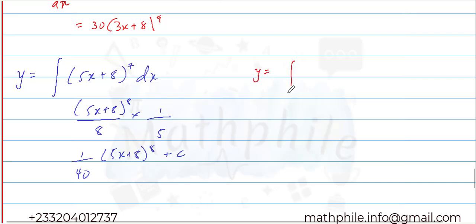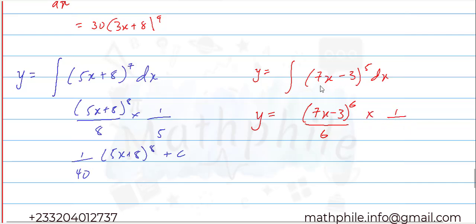So y is equal to the integral of, let's say, (7x - 3) raised to the power 5 dx. So in this case, we can say that y is going to be equal to, you integrate the entire thing, (7x - 3). For you to integrate, you need to add 1 to the exponent. 5 plus 1 is going to be 6. Divide by the new exponent. But now you multiply by 1 over the differential of what is inside the bracket. So the differential of what is inside the bracket is 7. So let's simplify this one. Plus c.